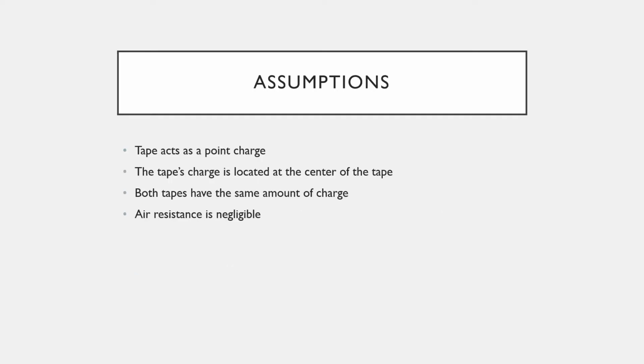Several assumptions were made throughout this experiment. We assumed that the tape acted as a point charge with all the charge located in the center, and we ignored air resistance. Assuming that the tapes were point charges with the same magnitude allows us to use Coulomb's law to calculate the charge, and ignoring air resistance allows us to set the gravitational force and the electric force equal to one another.